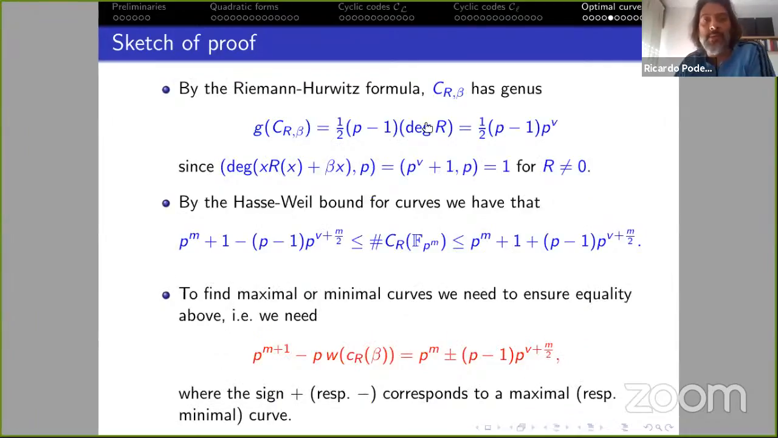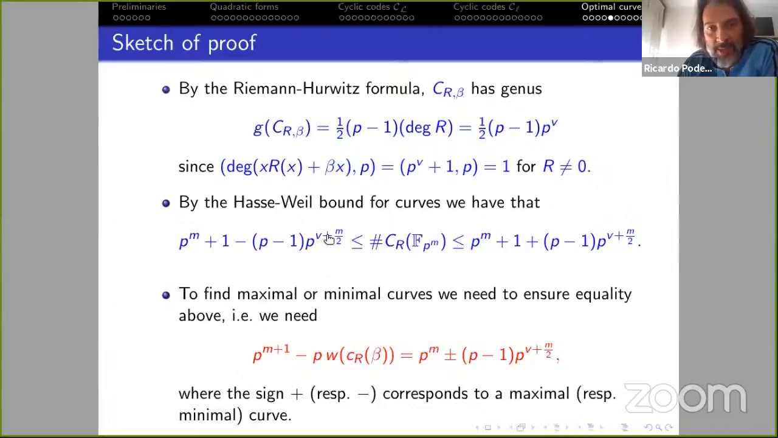So we want equality in the Hasse-Weil bound, and we need to compute the genus. But the genus of this curve is known because we have the Riemann-Hurwitz formula. Here is the degree of the polynomial f of the Artin-Schreier curve, which is this one, so it is degree r plus 1 minus 1. This formula holds if this degree is coprime with p. So we have this genus and put it in the expression.